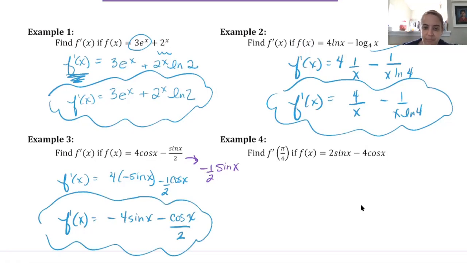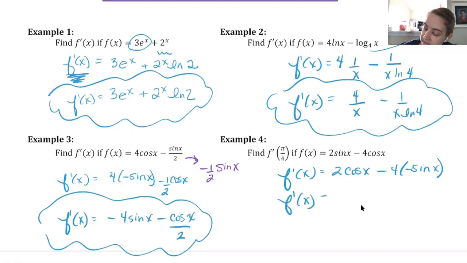Either one is fine. In example 4, find f prime of pi over 4 if f of x equals 2 sine of x minus 4 cosine of x. So I've got to find the derivative first. The derivative of sine is cosine. The derivative of cosine is negative sine. Those coefficients, the 2 and the 4, just sit in the front. So f prime of x is equal to 2 cosine of x plus 4 sine of x.